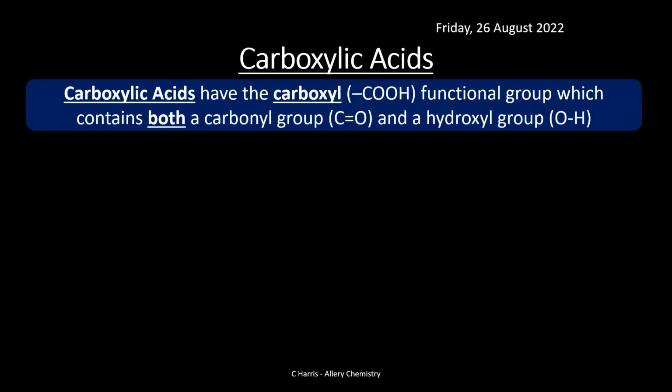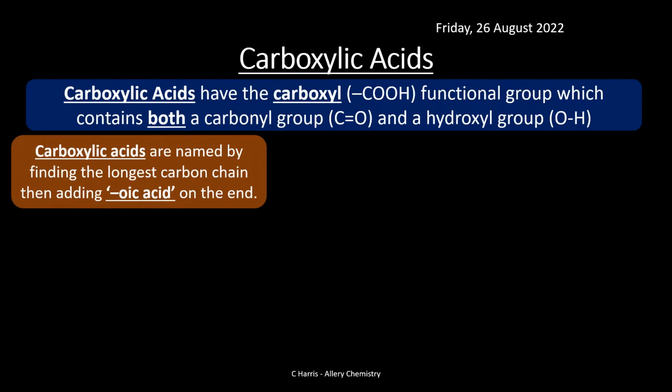Okay, so a carboxylic acid has the carboxyl functional group, which is COOH. This functional group contains the carbonyl group, that's the C double bond O group, which we've seen before, and the hydroxyl group, which is OH. So it contains both groups, which were previous topics. It's effectively the mashing together of both of them. Carboxylic acids are named by finding the longest carbon chain and then adding oic acid at the end.